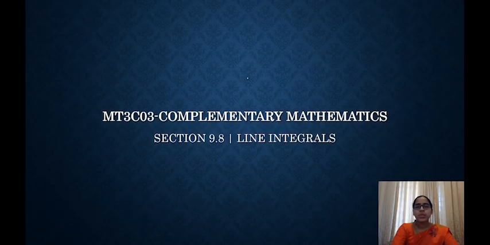So let us continue with our section 9.8, line integrals. In the previous class, we had discussed the definite integral. We are very familiar with how to find the integral over a particular interval. Now we are going to introduce how to find the integral of a given function over a smooth curve. Okay, now let us see how we can do it.